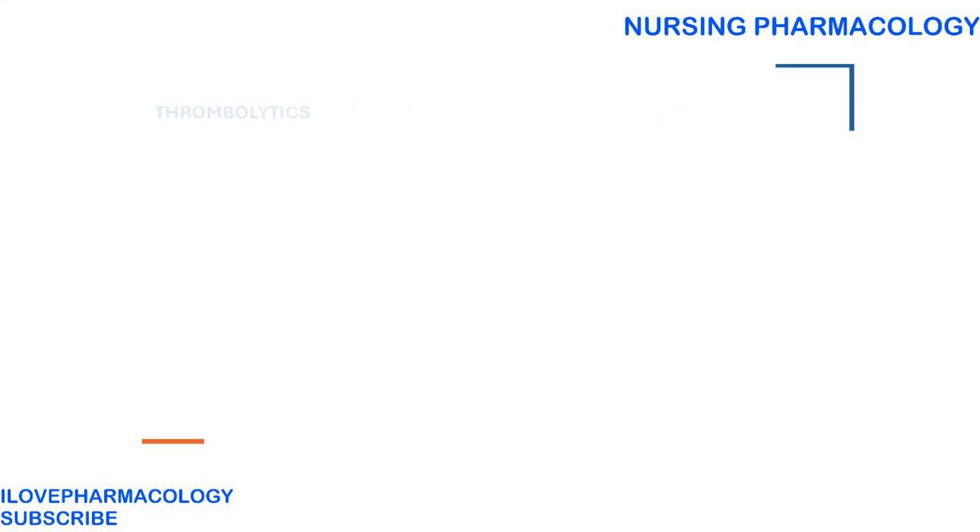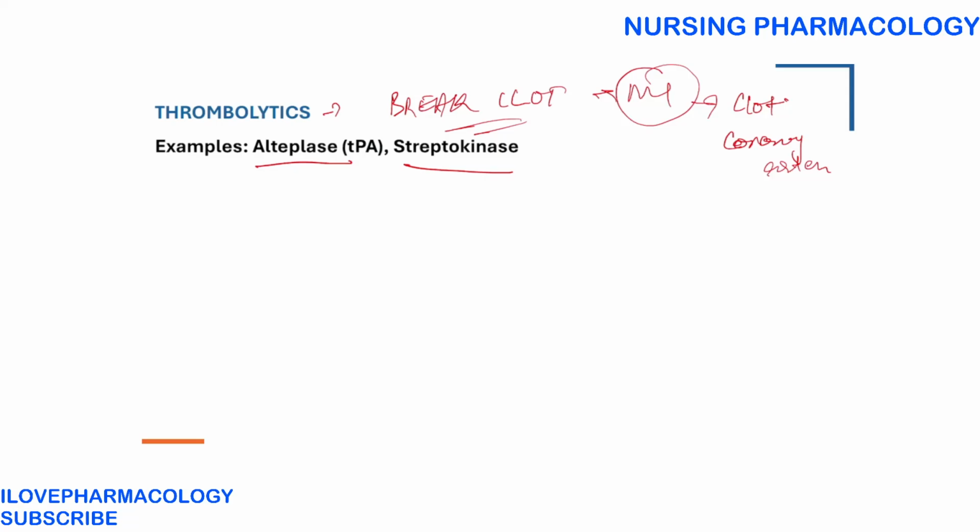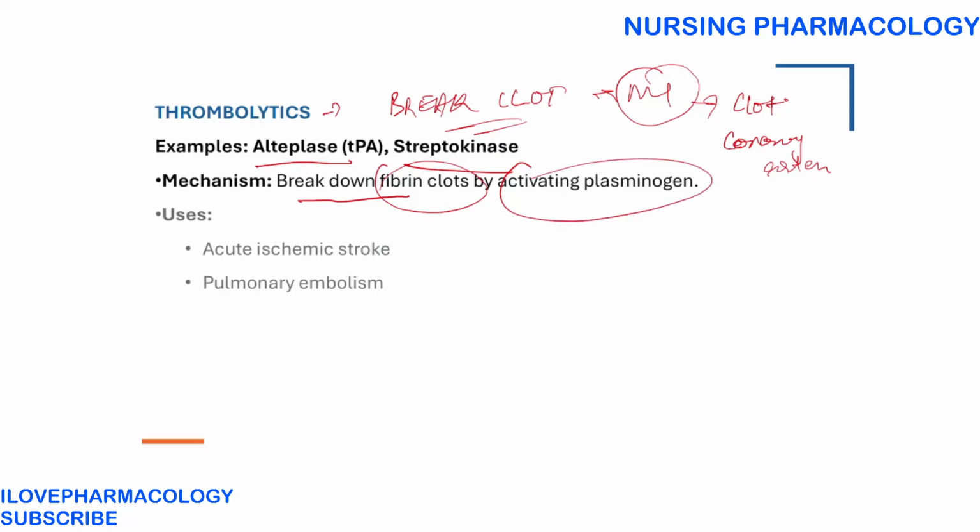rashes. Next, coming to thrombolytic agents, these are drugs which break the clot, which is required in case of MI patients, which is mainly due to a clot formed in the coronary artery. So basically we have examples of alteplase and streptokinase, and the mechanism is they break down the fibrin clot by activating the plasminogen. So basically it is used in case of acute ischemic stroke, like MI, in case of pulmonary embolism, etc. So the adverse effects will be the risk of hemorrhage and hypotension.